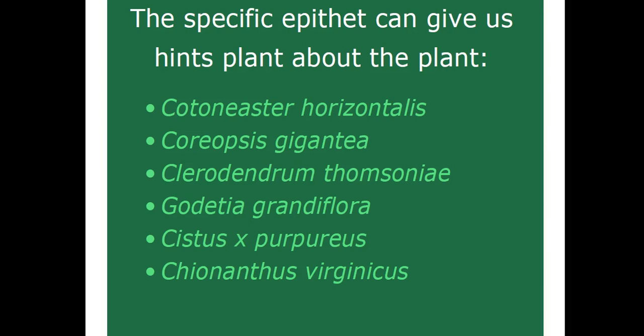Cistus X purpureus. We know that X is a hybrid. Purpureus is purple, so this is a purple-colored hybrid of this type of rockrose. Chionanthus virginicus. Virginicus could be taken out of context. It can mean quite a few different things in Latin, but for our purposes, it means grows in the eastern part of the United States.